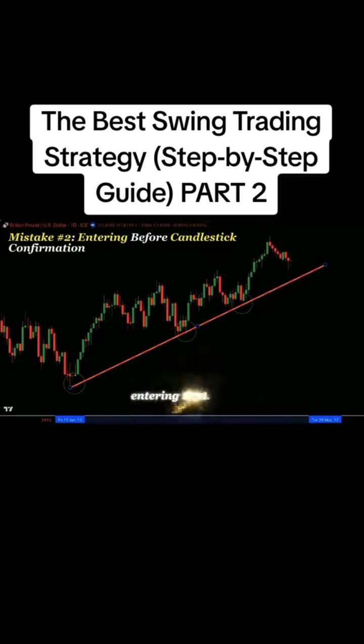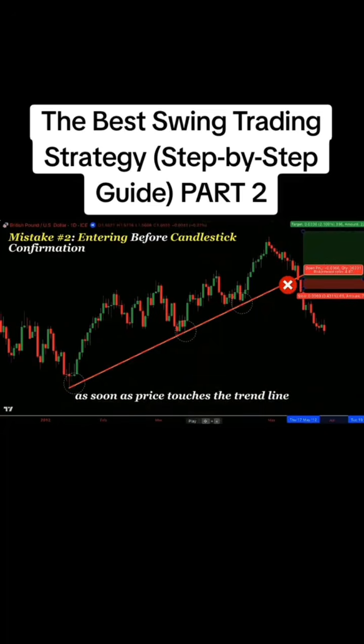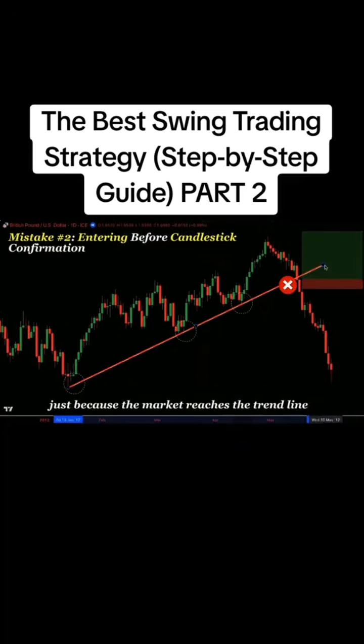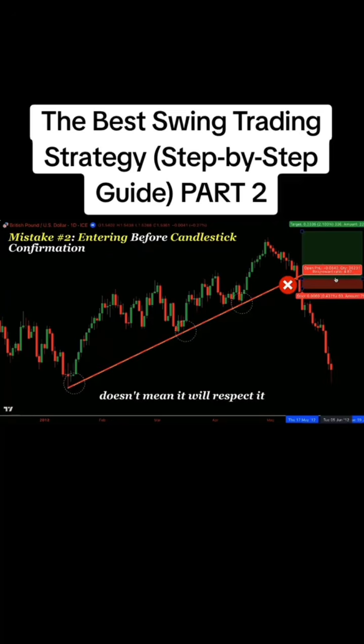Another common mistake is entering the trade as soon as price touches the trend line. Just because the market reaches the trend line doesn't mean it will respect it. Sometimes, price breaks straight through the trend line and continues moving against you. That's why you should always wait for a confirmation candle before entering the trade.